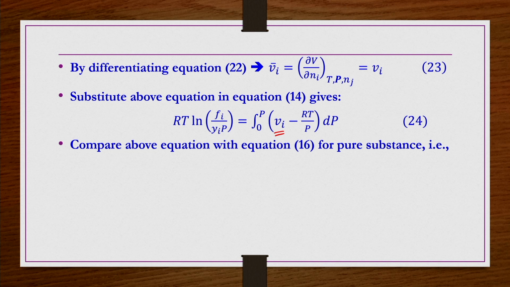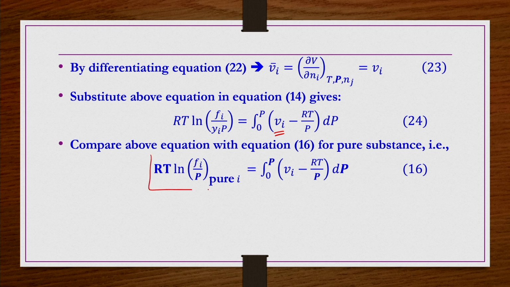Now, compare the above equation with equation 16 for pure substances. What we have in equation 16, for the pure substance, is RT ln(Fi/P pure i) = integral from 0 to P of (vi − RT/P) dP, that is what we just derived. So, this is what we had, equation number 16.